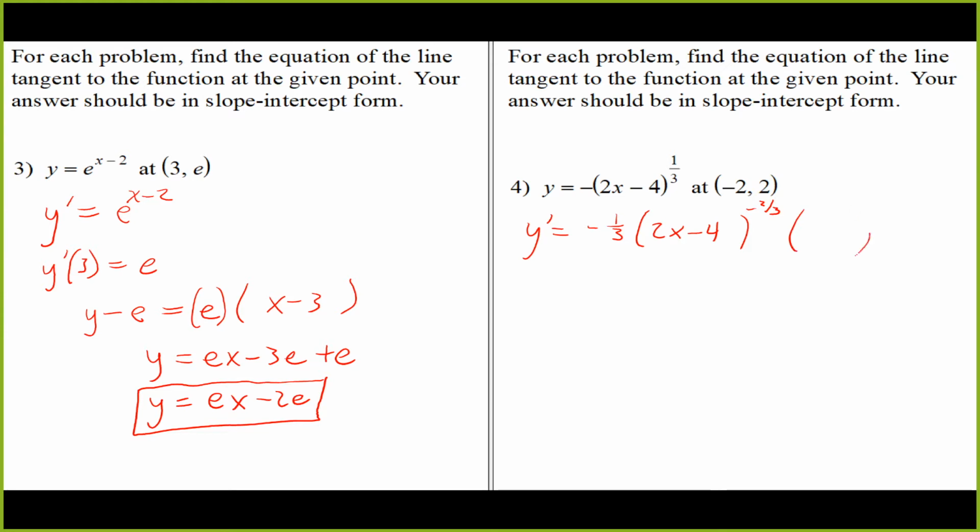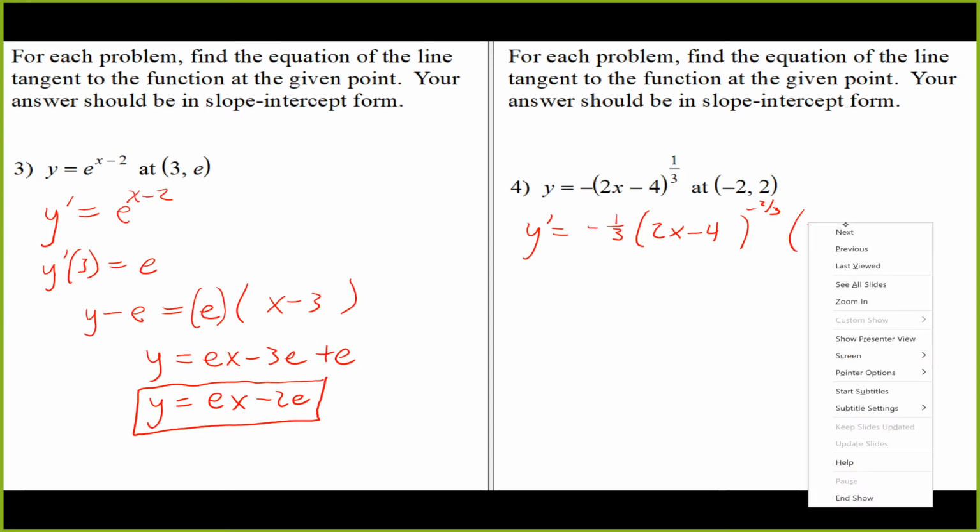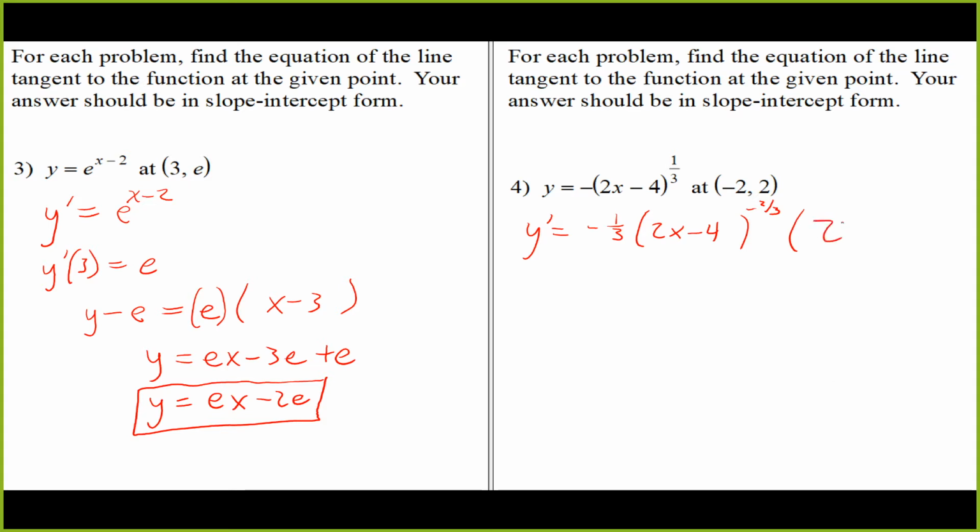Times 2, perfect. Okay, I'm multiplying by 2 because of the chain rule. I have to multiply by the derivative of the inside function. Everything looks good. So then, Niall, over to you. What do I need to plug in? Negative 2 and 2. Okay, I don't have any y values, so what do we need to plug in?